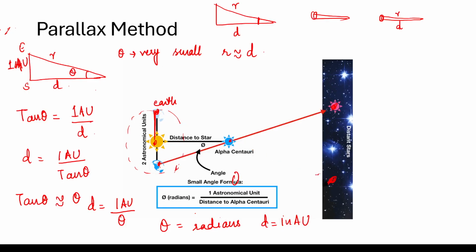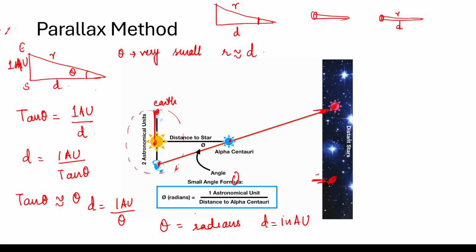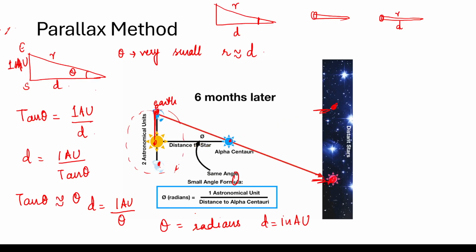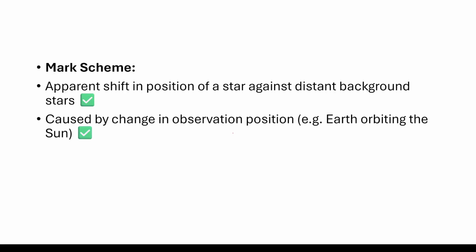So the pink star is shifting from here to here. The apparent shift in the position of the star as observed from Earth. Why is this shift happening? Because Earth has moved its position from A to B. So it is the apparent shift in the position of a star against distant background stars, caused by a change in observation position, because Earth is shifting its position.